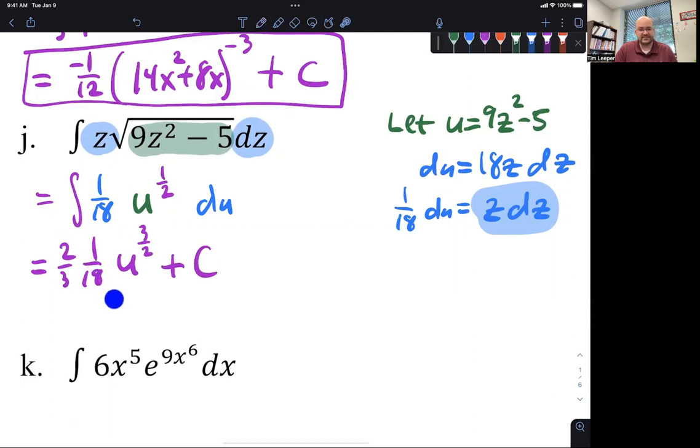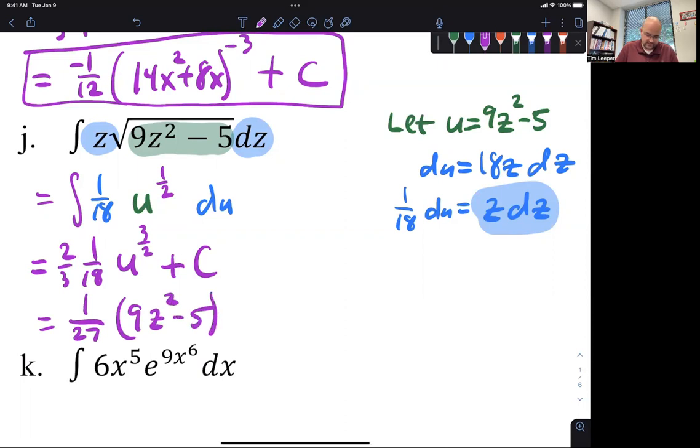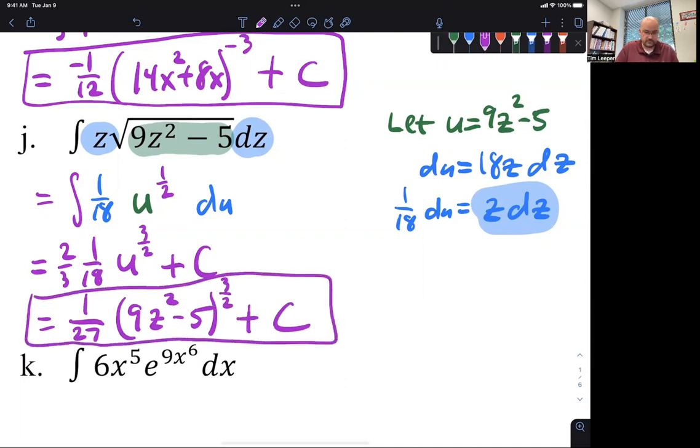Now the 2 divided by 18, the 2 and 18 share a common factor of 2. So 2 divided by 2 is 1. 18 divided by 2 is 9. So 1 times 1 is 1, over 3 times 9 is 27. So that's 1 over 27. And instead of u, I'm going to replace it with 9z squared minus 5, and then raised to the 3/2 power plus c. And there you go. That is j.